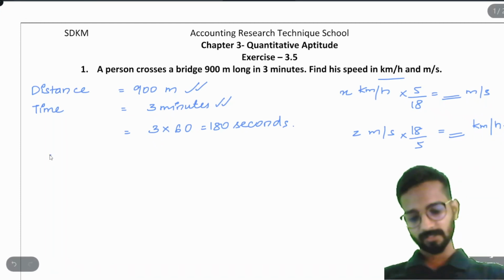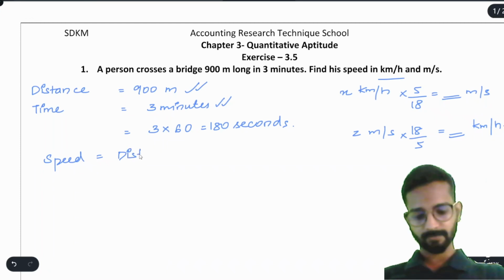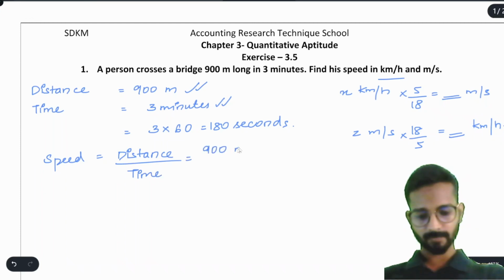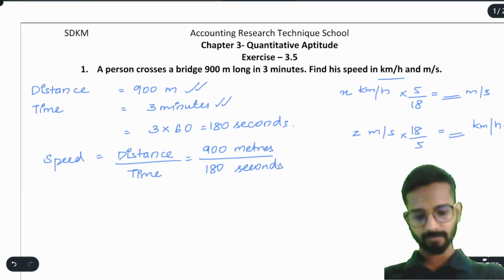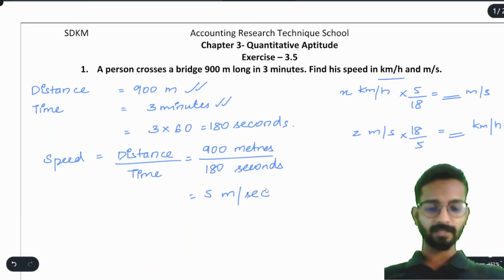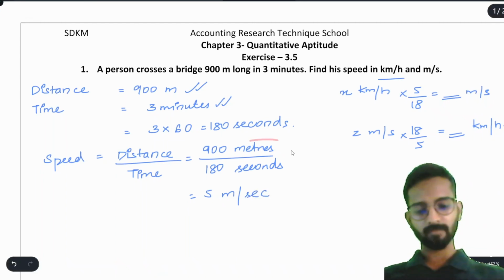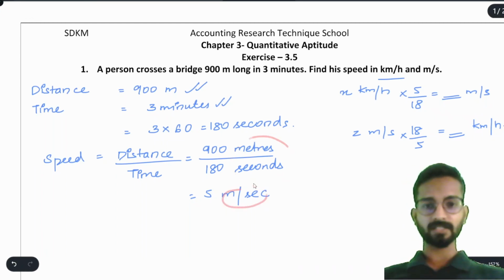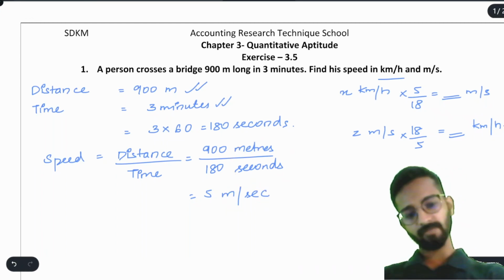Now say speed is equal to distance by time. Distance is 900 meters. Time is 180 seconds. So we can directly write 18 5s are 90, 5 meter per second. If you think carefully, whatever unit we are writing here, meter, second, that only will come here, but just be very careful. 5 meter per second we have got.